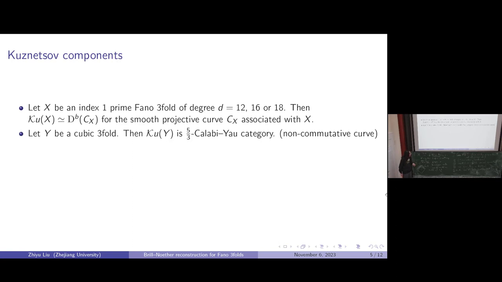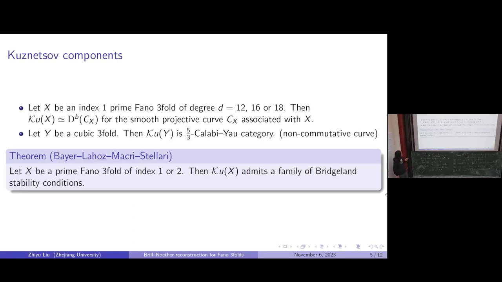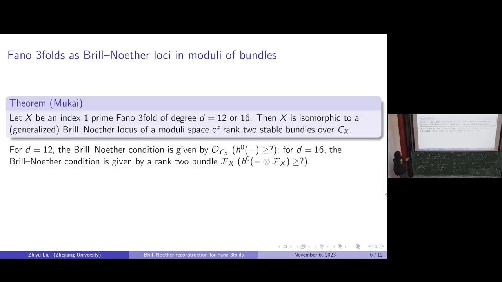By the result of Bayer, Lahoz, Macrì, Nuer, Perry, and Stellari, we can construct a family of Bridgeland stability conditions on these components. So we can talk about Bridgeland stable objects with respect to some numerical class in this Kuznetsov component, and this will play an important role in the later theorems. Now let's talk about the Brill-Noether reconstruction. Our motivation is the following classical result of Mukai.